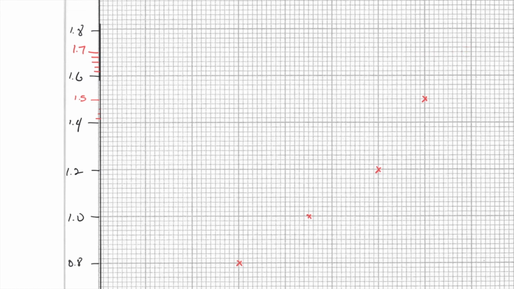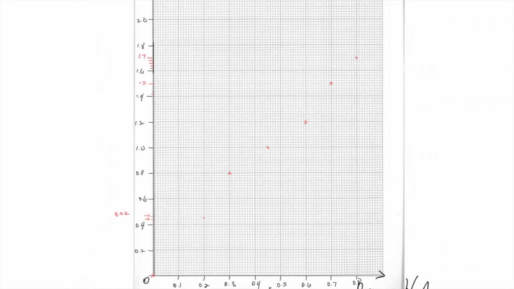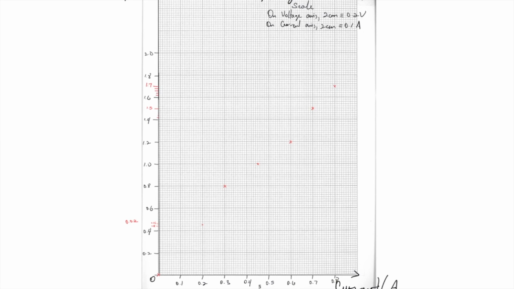So then we go across at this point, 1.7, until we find the point where current is equal to 0.8, and we make our X, and that is our graph. So you see, everything doesn't line up perfectly, but that's how it goes sometimes. Nothing is ever perfect. We always have some discrepancy somewhere that causes some value to be a little bit off.